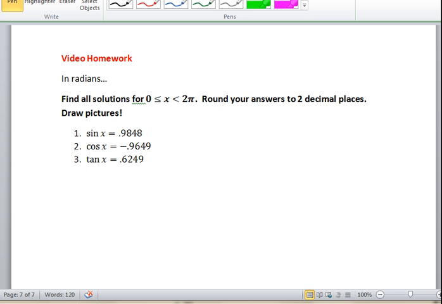So solve these 3 equations. We have one for sine, one for cosine, and one for tangent. This is your video homework.